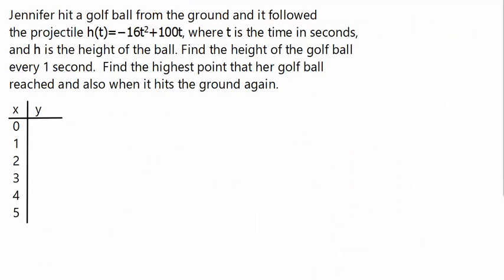Jennifer hits a golf ball. It starts at ground 0, and we have an equation that looks very similar. Find the height every 1 second, that's our make a t-table, and then find the highest point that our golf ball reaches, and also when it hits the ground. So I'm thinking it might take about 5 seconds, and I'm going to do all the number crunching that goes with that.